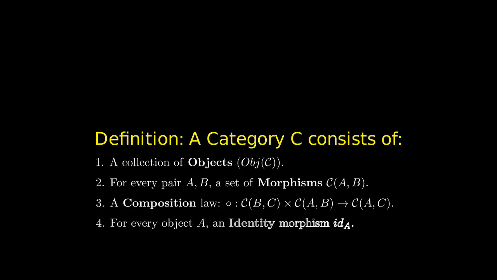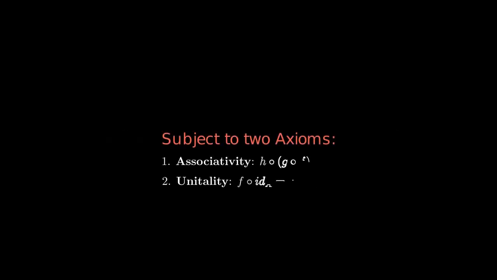So what is a category C? It is a collection of objects, a set of morphisms, a composition that we can combine morphisms, and an identity morphism for every object. And it has to satisfy these two axioms, associativity and unitality.